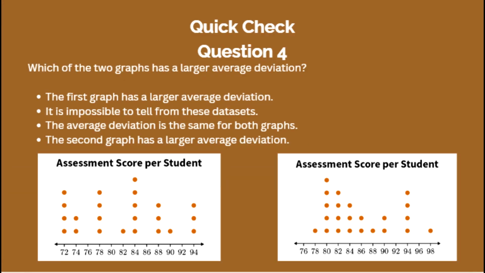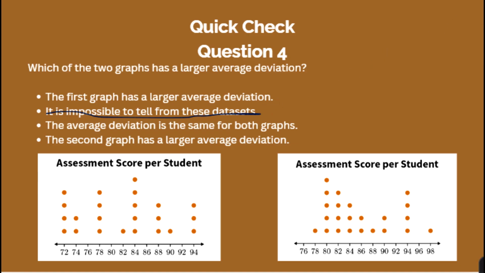Quick check question number 4. Which of the two graphs has a larger average deviation? So first, you need to find the mean, find our center balancing point by counting these, finding the center point. Then you need to find the deviation for each point by making your little table. These are not going to be such little tables. Then you're going to take all of those deviation points, add them together, and divide by how many dots you have, and then you'll have your deviations for both of these. It is possible to tell which has the larger average deviation, so that is not a correct answer.